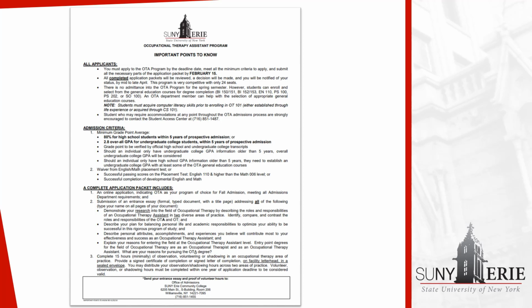If a student attended college over 5 years ago last, then their overall undergraduate college GPA will be considered for prospective admission with respect to the 2.8 minimum GPA. If a high school student only has high school GPA information and it is older than 5 years, they will need to establish an undergraduate college GPA with at least some of the OTA general education coursework.